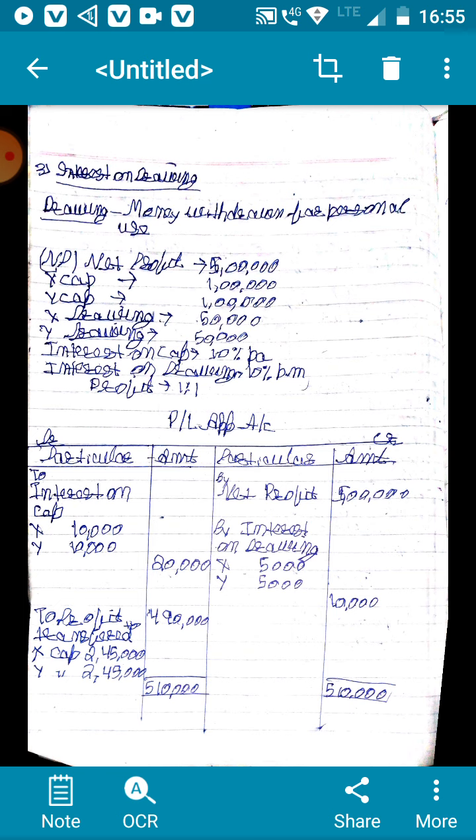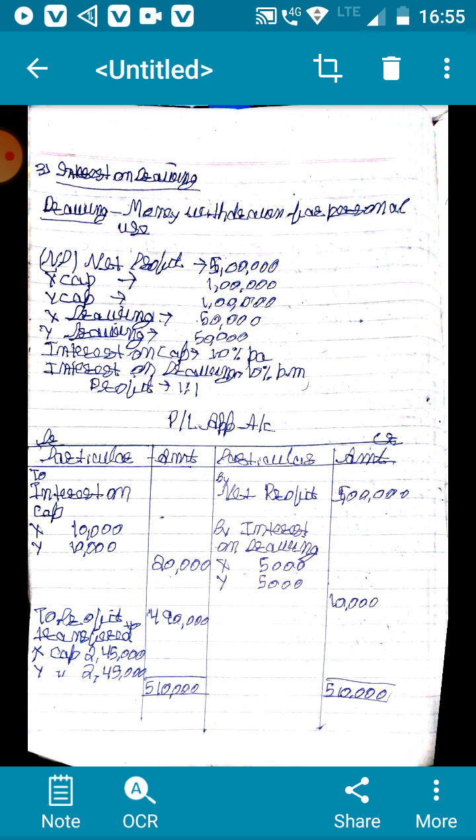The question is: net profit is 5 lakh, X capital is 1 lakh, Y capital is 1 lakh, X drawings is 50,000, Y drawings is 50,000. Interest on capital is equal to 10% per annum. Interest on drawings is equal to 10% per annum. Prepare the profit and loss appropriation account.